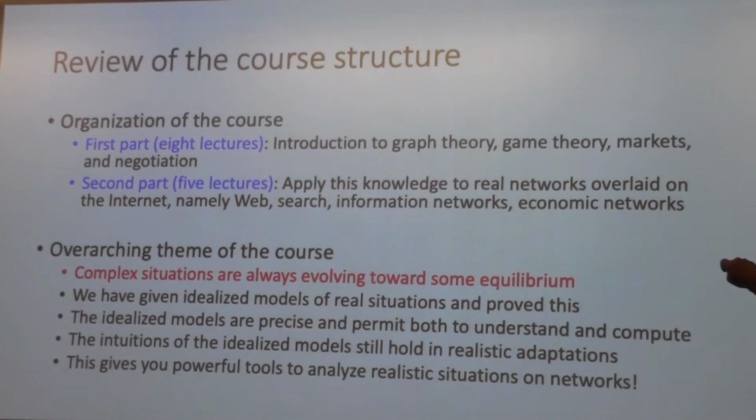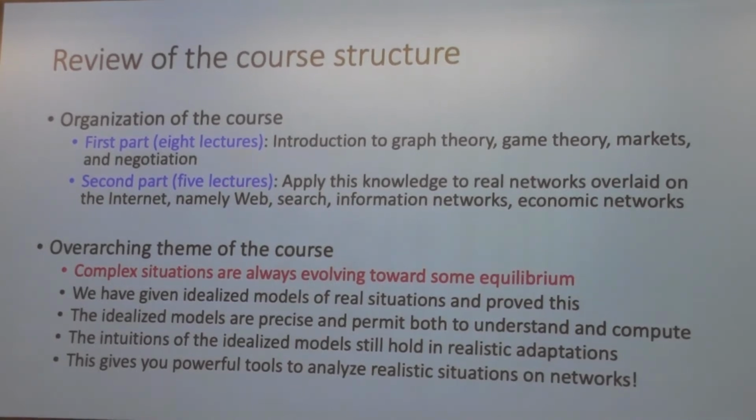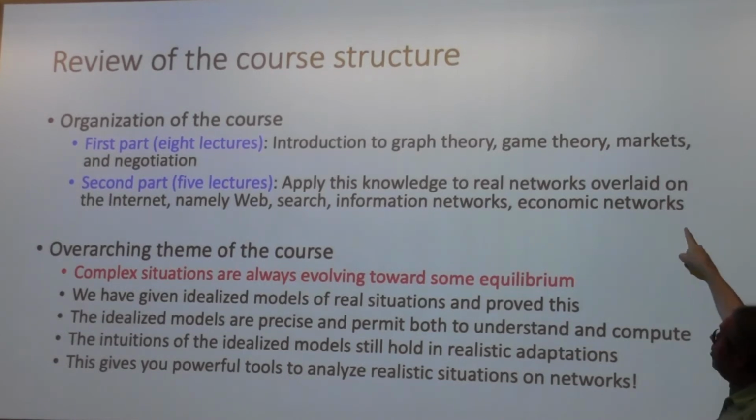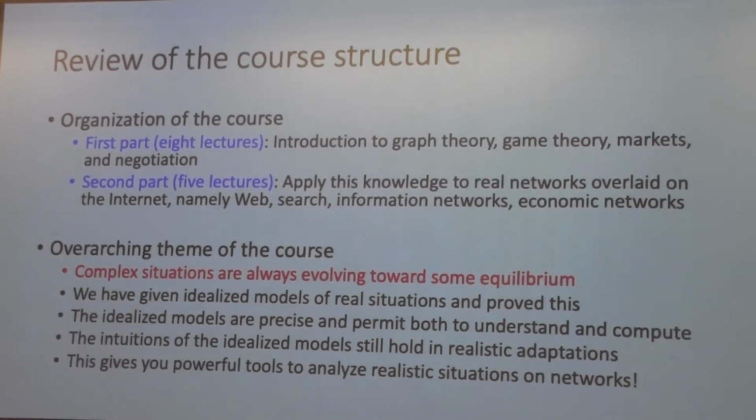In the first part of the course, we saw graph theory and game theory. Those are the two pillars. We applied them to human beings. Then we saw markets and negotiations, which is actually already applying both graph and game theory. And then in the second part, which is what we're going to see now, we apply this to real networks: web, search, information networks, economic networks.